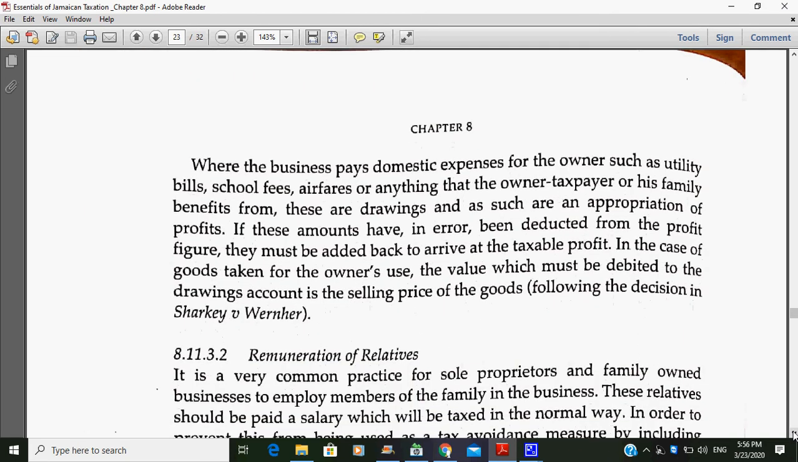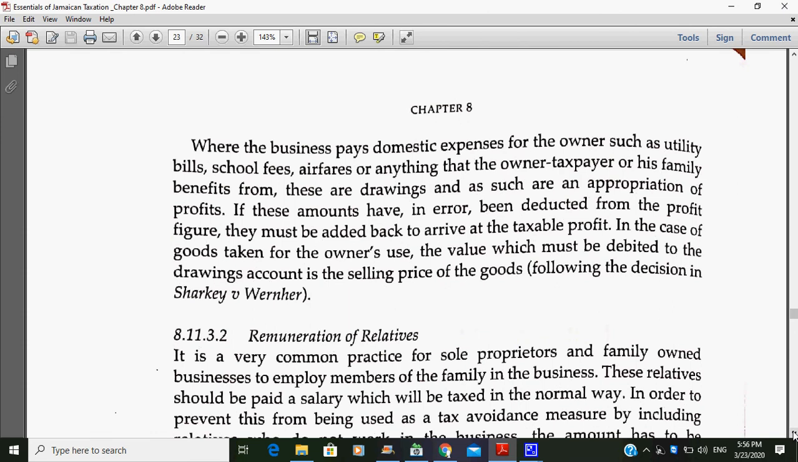Where the business pays domestic expenses for the owner, such as utility bills, school fees, airfares, or anything that the owner, taxpayer, or his family benefits from, these are drawings and as such are an appropriation of profits. If these amounts have in error been deducted from the profit figure, they must be added back to arrive at the taxable profit. In the case of goods taken for the owner's use, the value which must be debited to the drawings account is the selling price of the goods. Alright?